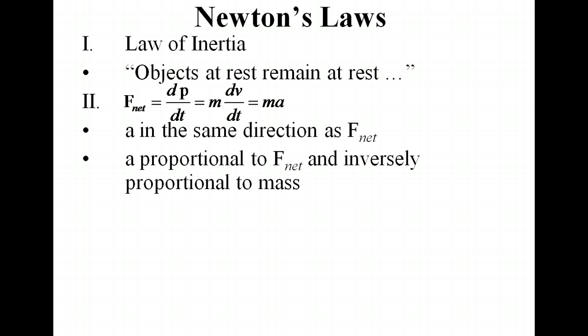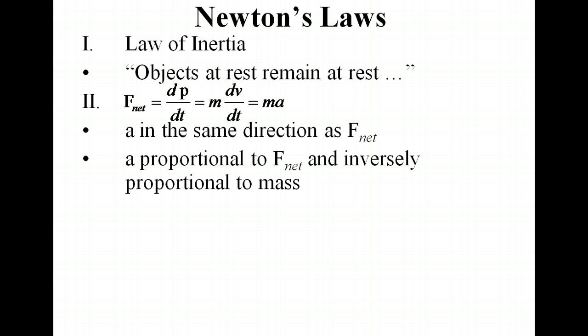The second law of motion, probably the law that we will be using most frequently, is written as F net equals ma. This is a vector equation, and like all vector equations, it tells us two things. It tells us something about direction, in this case that the direction of the acceleration and the net force are the same. It tells us something about the magnitude. It says that acceleration is proportional to the net force and inversely proportional to the mass.